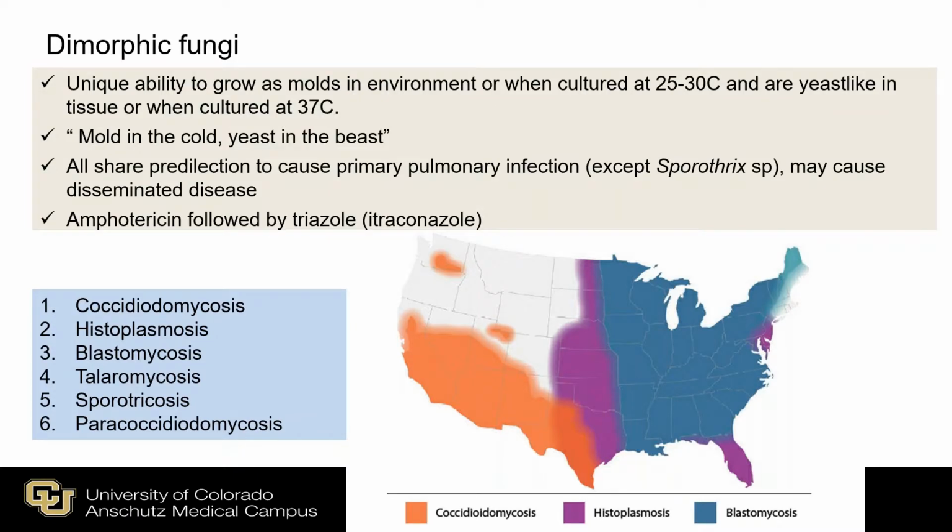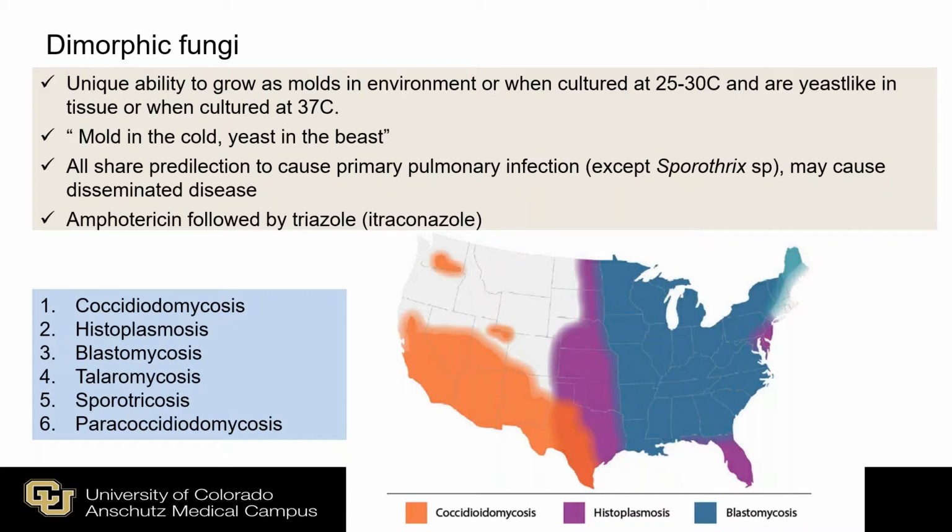Moving on from yeast to dimorphic fungi. These are fungal organisms that have the unique ability to grow as mold in the environment or when cultured at lower temperatures, but they will have a yeast form inside the human body or when cultured at higher temperatures of 37 degrees Celsius. So think of them as somebody with multiple personality disorder, meaning they change the way they look depending on where they are.